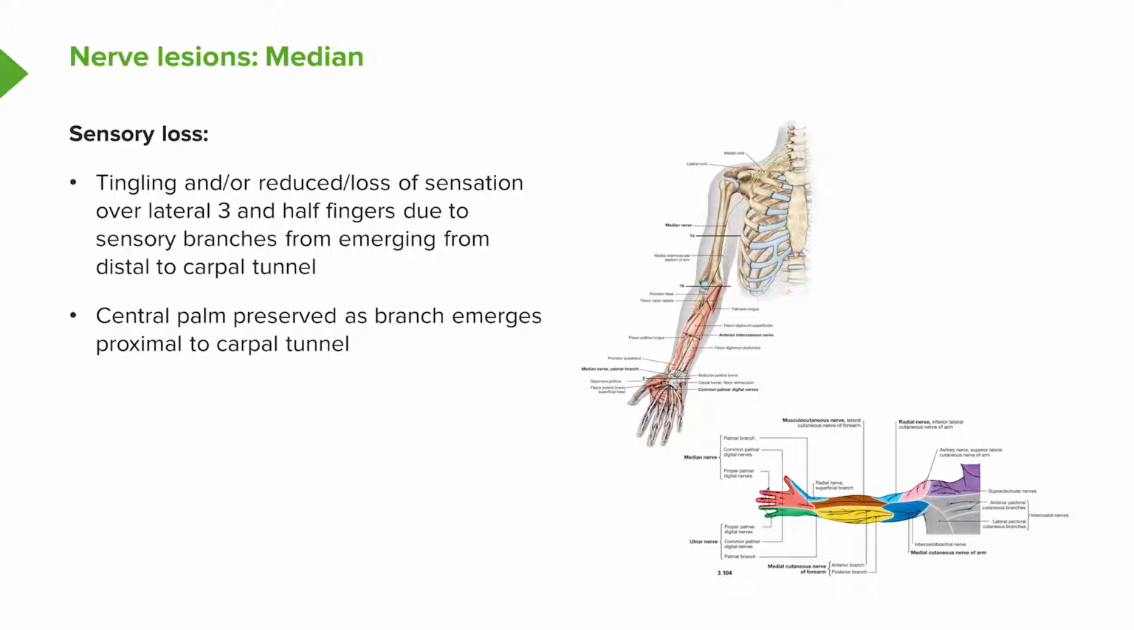However, sensation of the central palm will be preserved because the branch that supplies the central palm, this palmar branch here, actually comes off the median nerve before it passes through the carpal tunnel. So because of that, it's not going to be damaged. So we can see sensory loss of the 1, 2, 3.5 fingers, but with carpal tunnel damage, the central palm sensation remains intact.